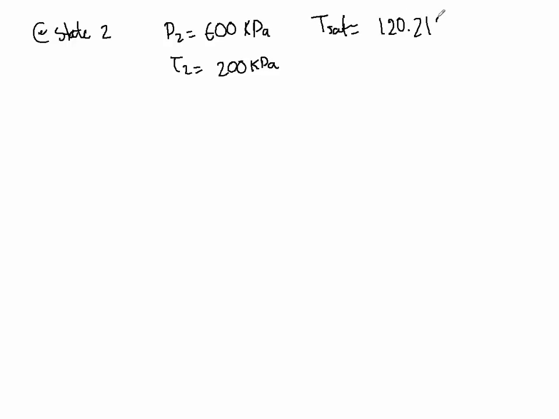Now at state 2, the information that we know is the following. We know that the pressure remains the same, so P2 is also 600 kilopascals. We are also given a temperature of 200 Celsius. So what we need to determine is the phase of this particular state. If we go to table A5, we find that for this particular pressure, the saturation temperature is equal to 120.21 Celsius. Therefore, we see that the final temperature is greater than T saturated. That means that we have a superheated vapor.